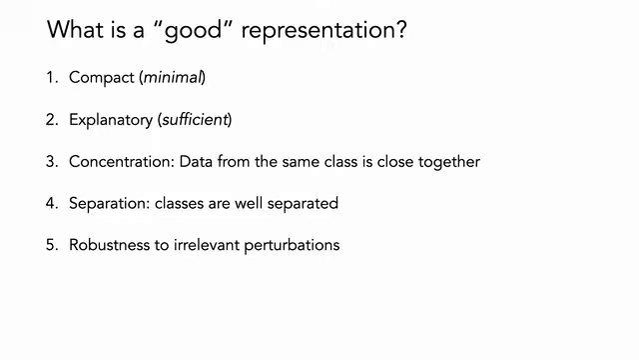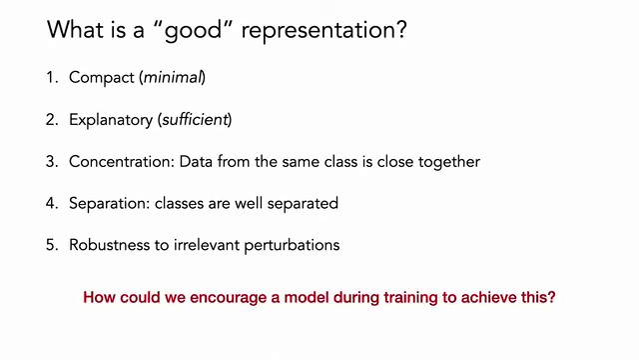So a nice example of this, and we'll get into this later, but if you saw me from this angle, you'd want to be robust to me looking the other direction. It's still Sarah, right? It's not somehow a completely different class. So you might want to be robust to a perturbation that's something like pose. So how could we encourage a model during training to actually achieve this type of representation?